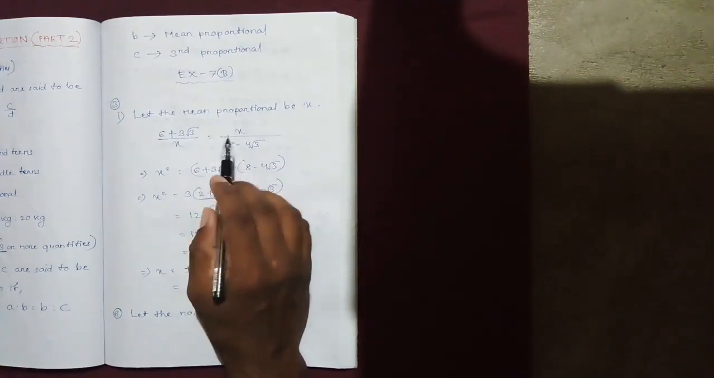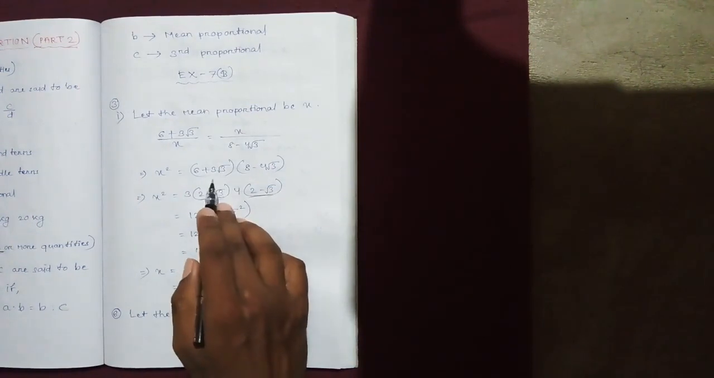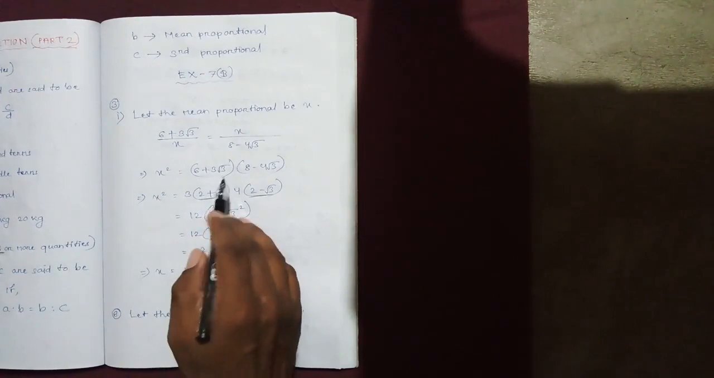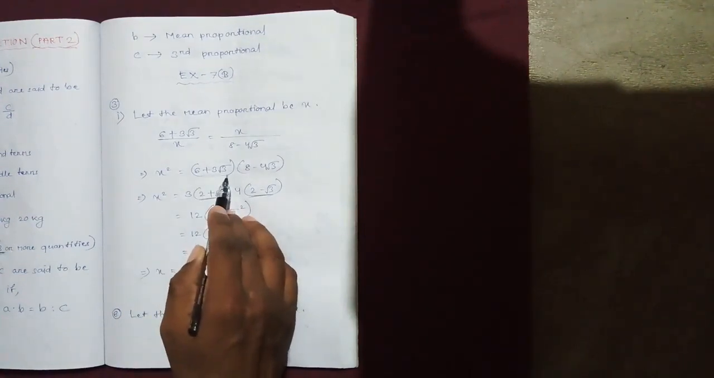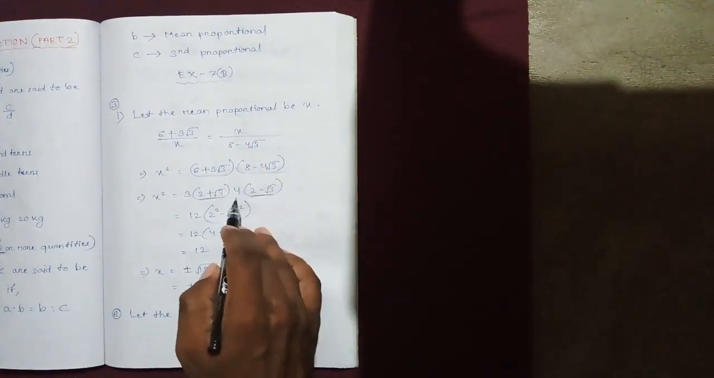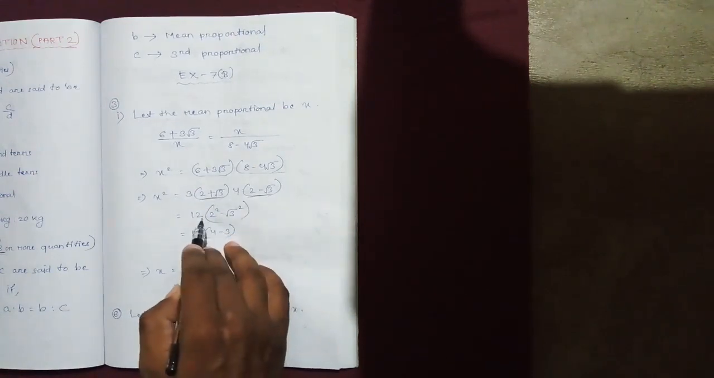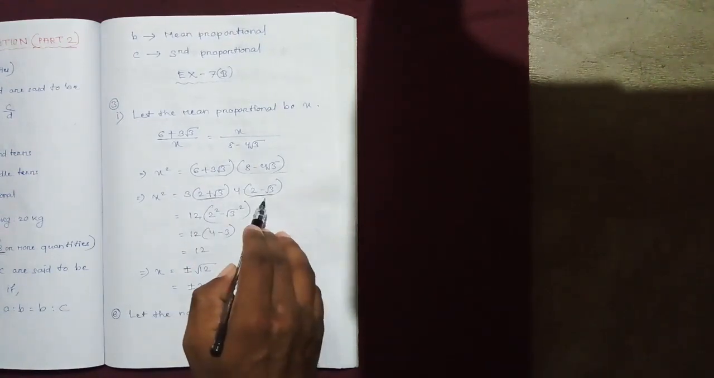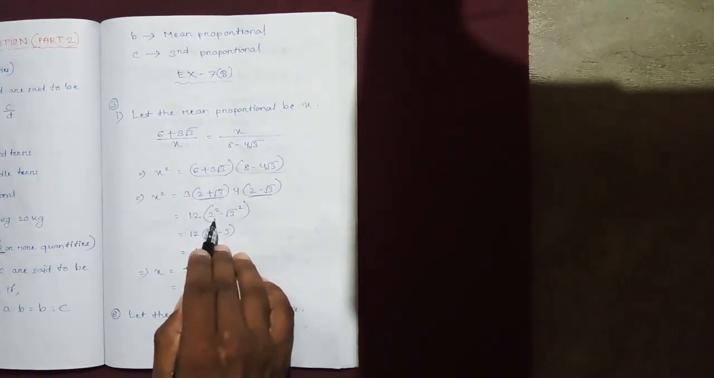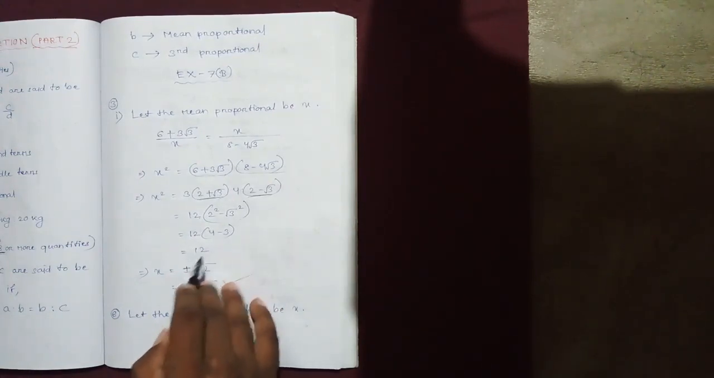So on cross multiplying we will get x square is equal to 6 plus 3 root 3 into 8 minus 4 root 3. This implies that x square is equal to, from here we can take out 3, remaining will be 2 plus root 3. From here we can take out 4, remaining will be 2 minus root 3. So 3 into 4 is 12. 2 plus root 3 into 2 minus root 3, it is in the form of A plus B into A minus B, which is A square minus B square. So 2 square minus root 3 square. So 12 into 4 minus 3. 4 minus 3 is 1, so 12.